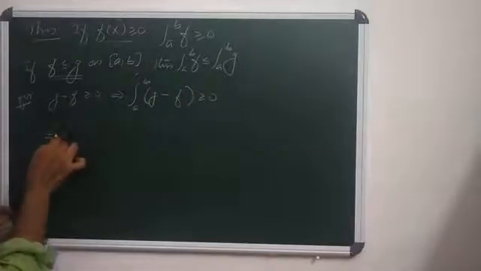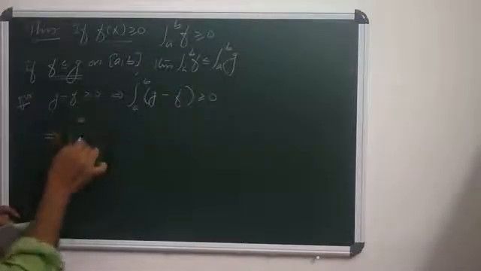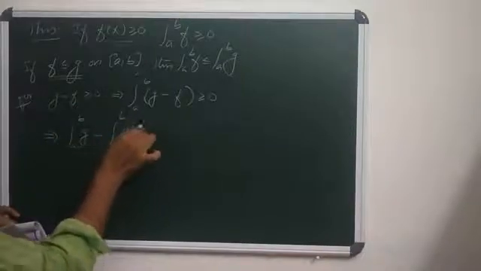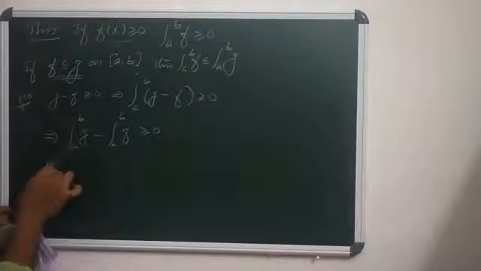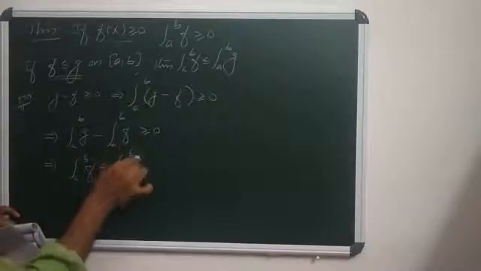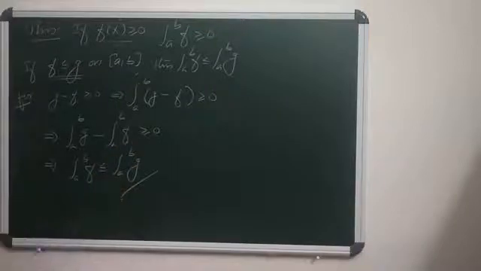But we also know that the integral from a to b of g minus f is nothing but the integral from a to b of g minus the integral from a to b of f, which is greater than or equal to 0. So that means the integral from a to b of f is less than or equal to the integral from a to b of g. So the proposition is immediately finished. This heavily depends upon the positivity property of Riemann integrability. Clear? Yes.